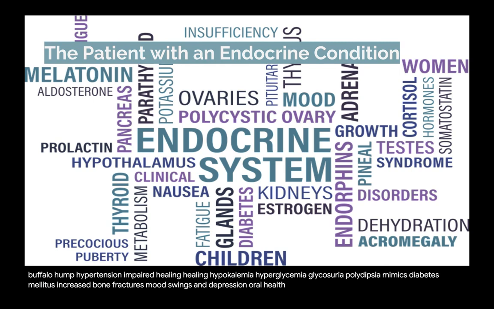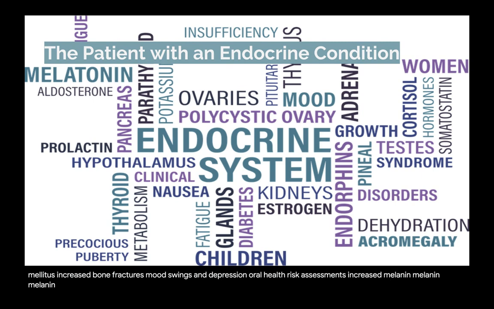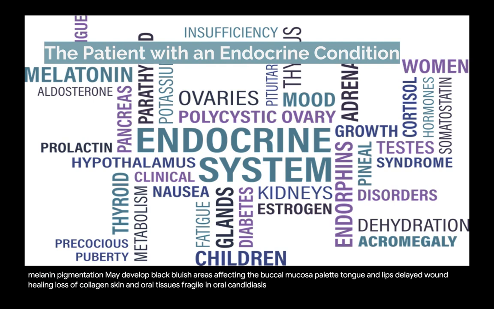Oral health risk assessments. Increased melanin pigmentation may develop, with black, bluish areas affecting the buccal mucosa, palate, tongue, and lips. Delayed wound healing, loss of collagen, skin and oral tissues fragile, and oral candidiasis. Bronzing of the oral tissues. Medical management: surgery or radiation. Patient management considerations: antifungal treatment and antiviral medication.